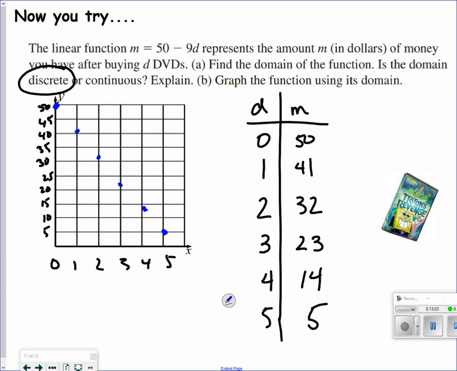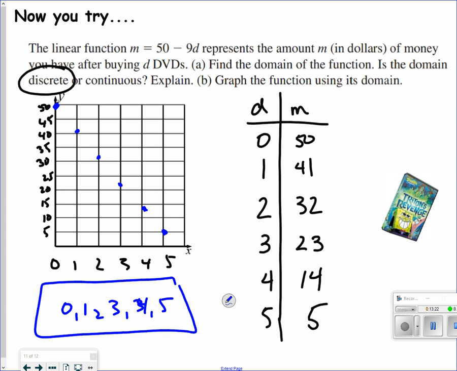Now, what you'll also notice, again, I'm not going to connect these dots because they are discrete. Can I buy 6 DVDs? The answer to that question is no. Okay, I can only buy 0, 1, 2, 3, 4, 5 DVDs. So that is my domain, because if I buy 6, I've run out of money. I'm in the negative, so I'd have to borrow.